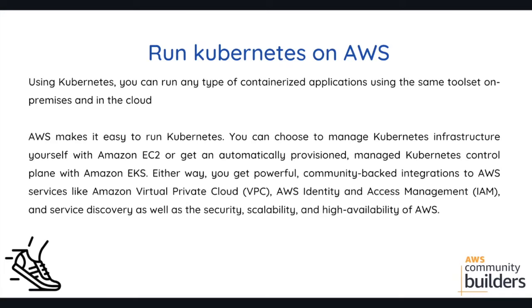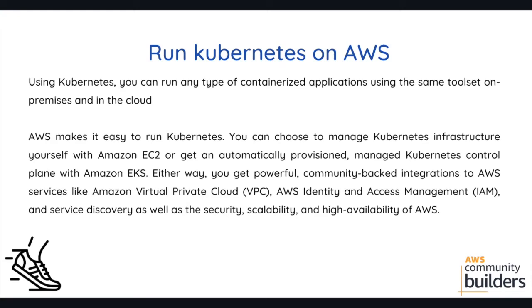Okay, so now I think we understand how the Kubernetes architecture works, right? So we'll see how it runs on AWS generally. Using Kubernetes, you can run any type of containerized application using the same toolset on premises and cloud. Okay, and you understand that part. So AWS also supports that, because Kubernetes is open source.